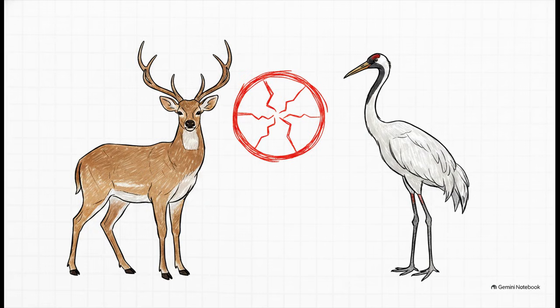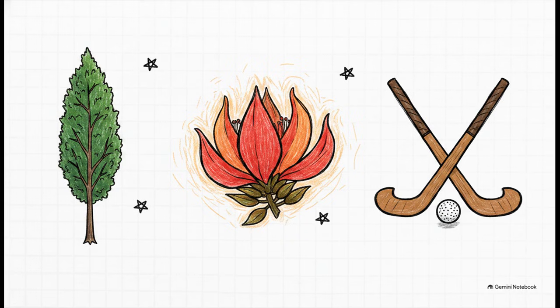And sharing the spotlight, the state bird is the majestic sarus crane, locally known as the kronch. Rounding out the state's cultural identity, the state tree is the ashoka, paired with the state flower, the palash, or tesu, which is just famous for its super vibrant colors. And finally, reflecting a deep-rooted athletic tradition, the official state sport is field hockey.